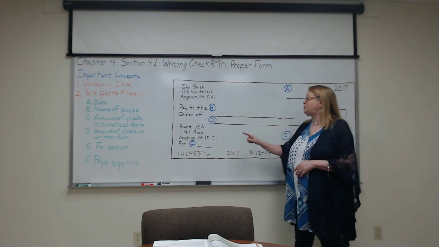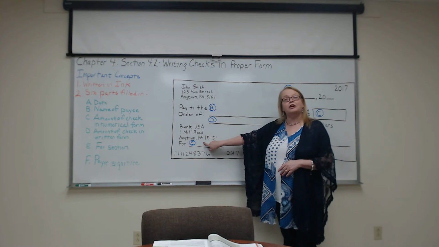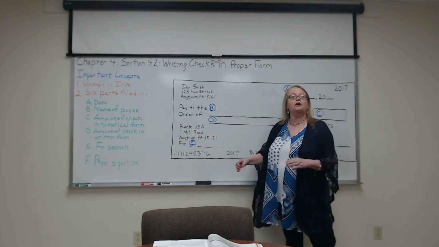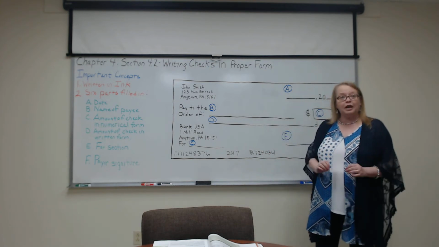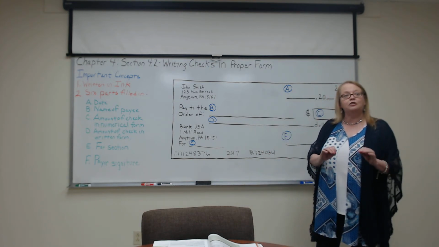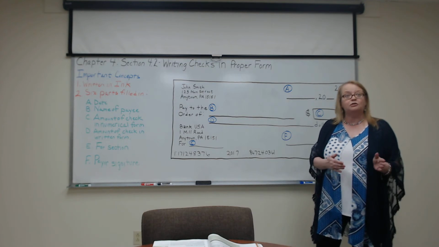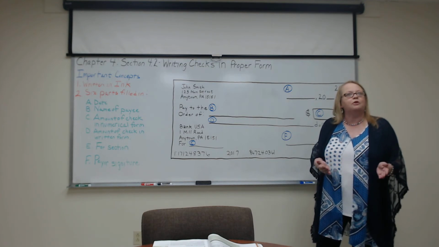The next section that's filled out is the for section. This is what I have for E right here. It is not required. You can write a check out and not include that for, but sometimes it's a good idea to have that information there so you remember why you wrote the check.